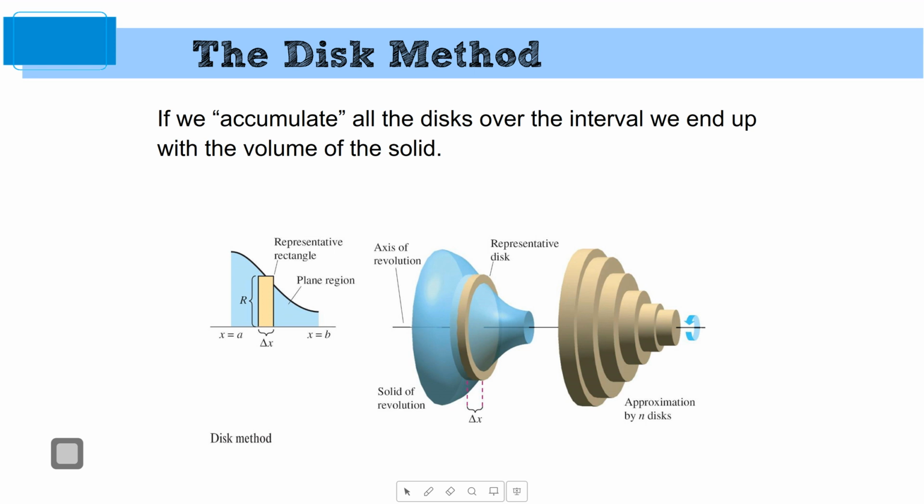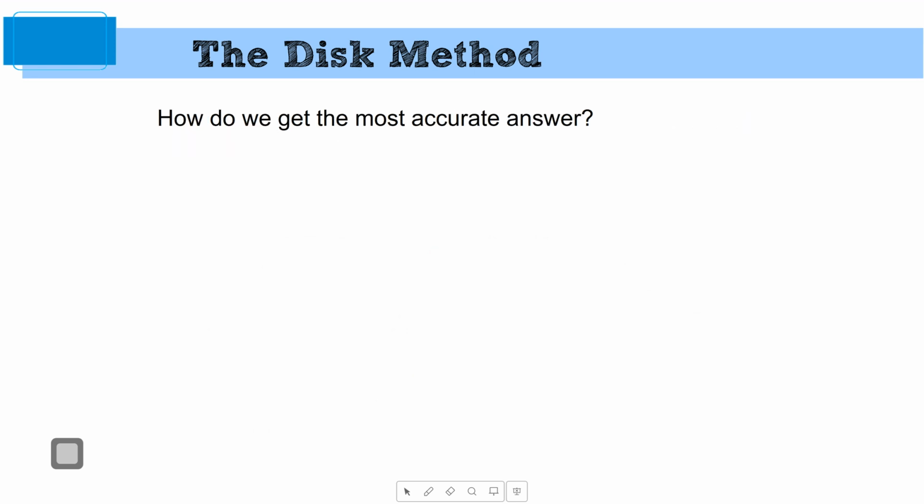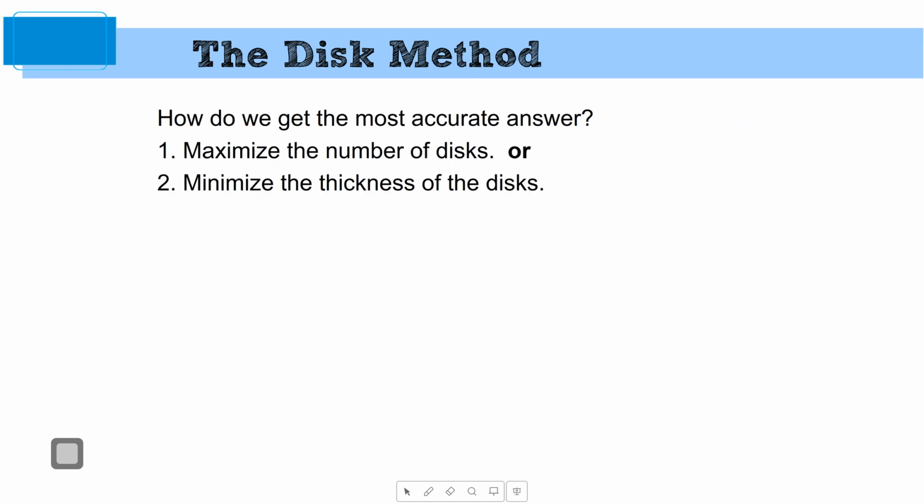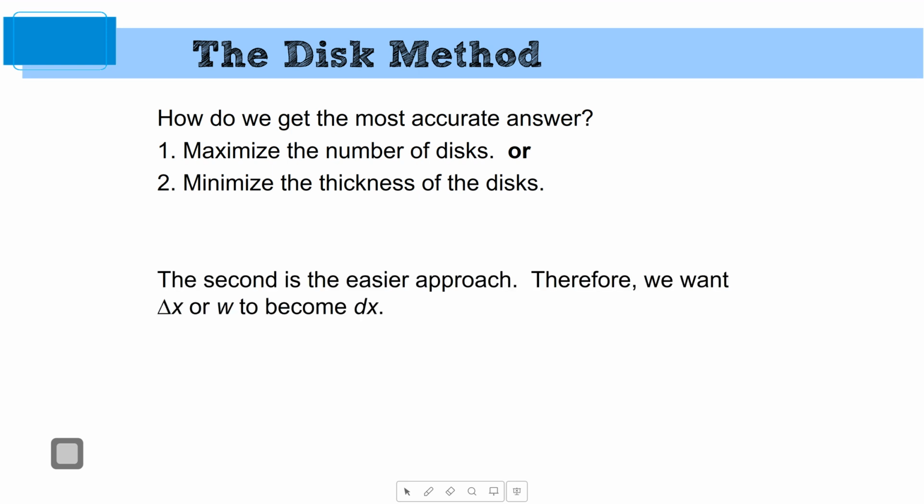And how do I do that, Lucy? Yeah, make the rectangles really, really skinny. Or create an infinite number of them. Okay, either one works. More than likely, we're going to use the bottom one to minimize the thickness. Which means our W is going to turn into dx. So very skinny rectangles.